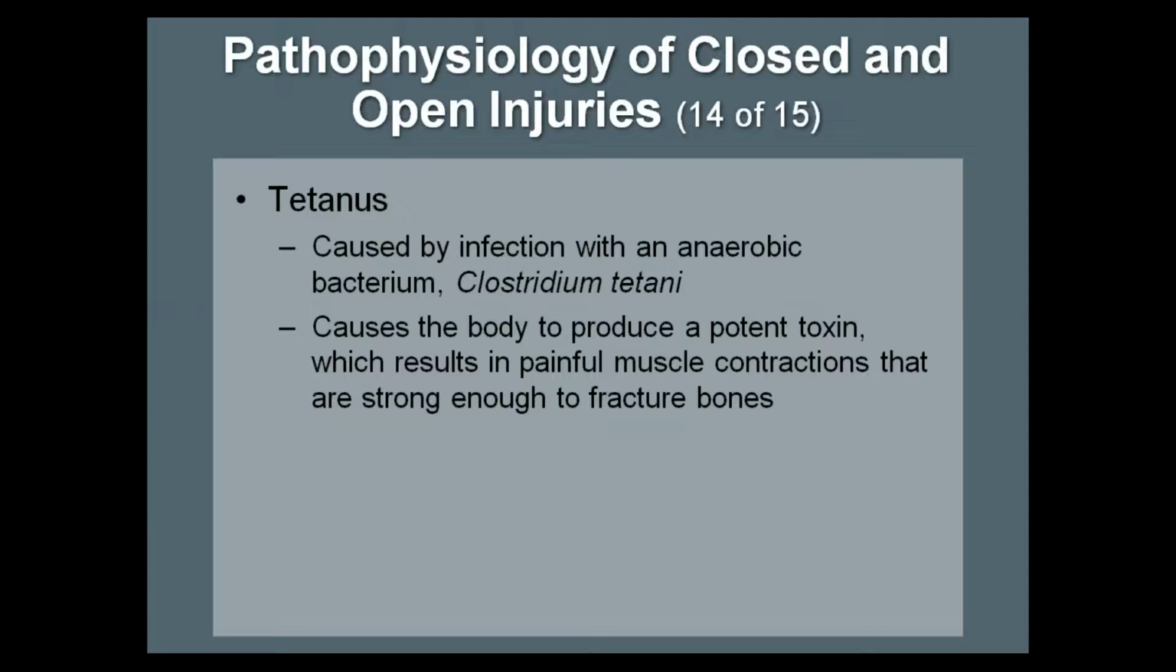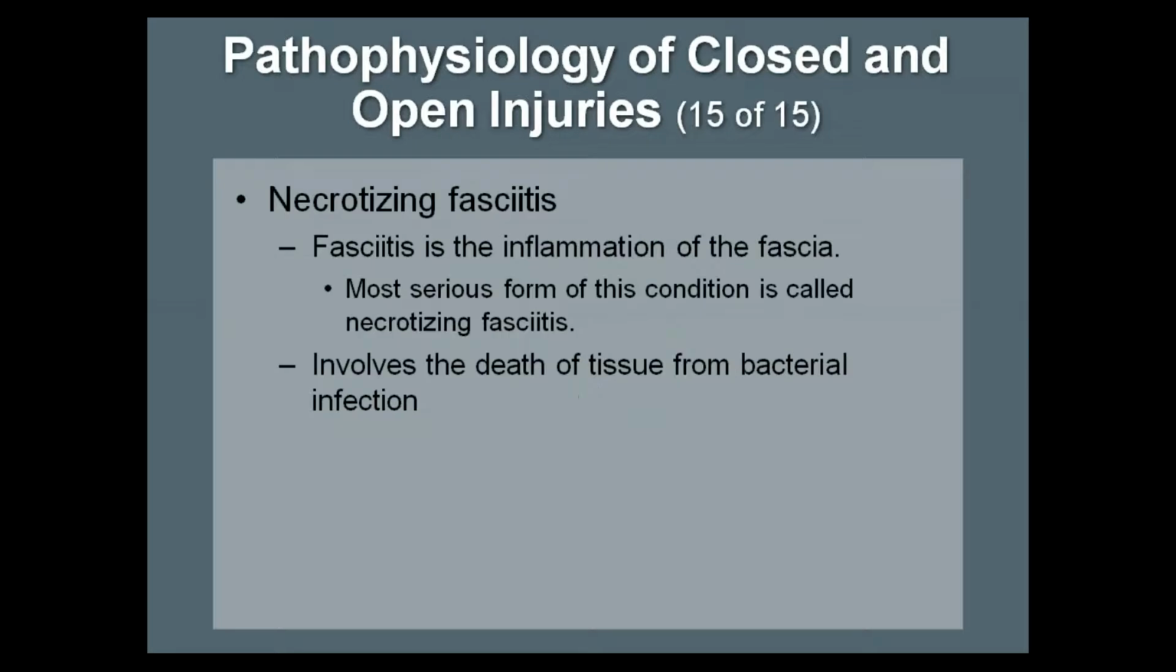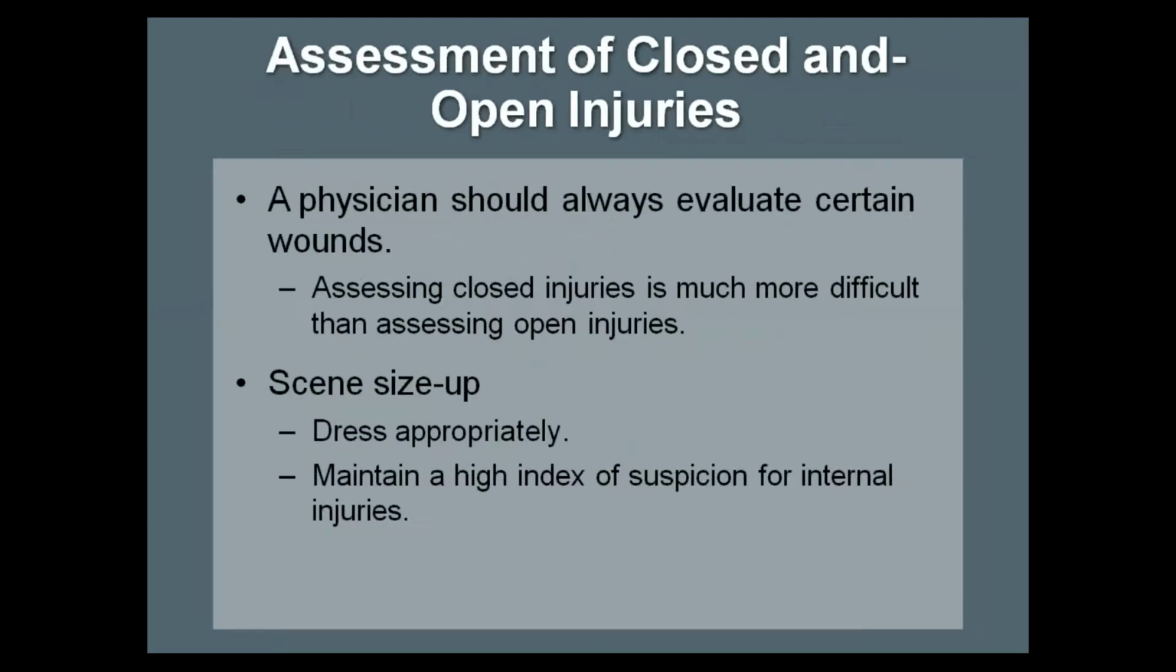So how can we prevent tetanus? Yeah, immunization. How often do you have to get immunized? Yep. Yeah, every 10 years, maybe with a booster. Seems like if there's any question or doubt, they'll just give you another tetanus shot. Necrotizing fasciitis. So that's describing the symptom, right? It's an inflammation of the fascia. The most serious of these conditions is called necrotizing fasciitis. It involves the death of the tissue from bacterial infection.